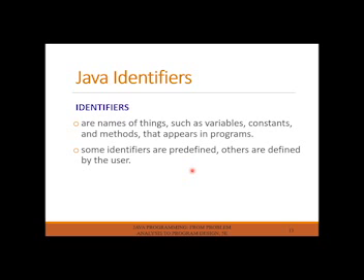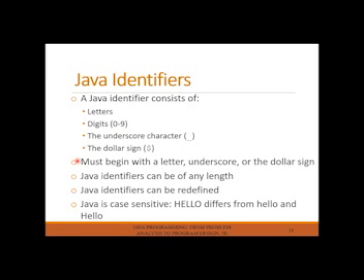Java identifiers, ano po ang mga ito? Identifiers or names. Identifiers are names of things such as variables, constants, and methods that appear in programs. Some identifiers are predefined, others are defined by the user. A Java identifier consists of letters, digits from 0 to 9, the underscore character, and the $ sign. Yan lang po ang mga ginagamit sa Java identifier. Wala na pong ibang symbols.